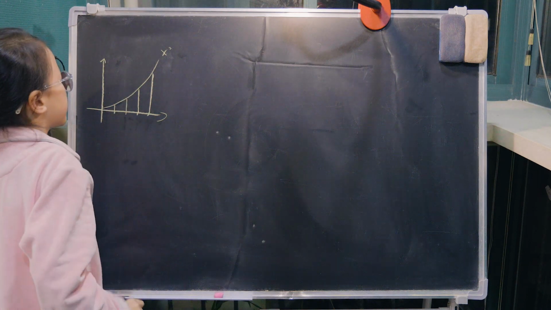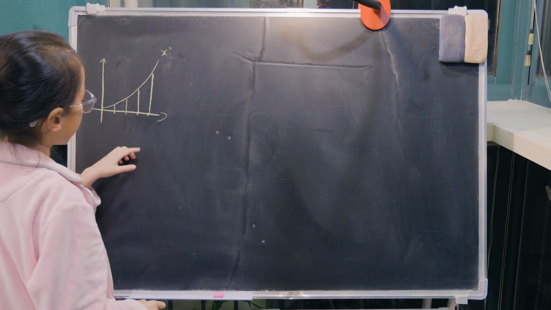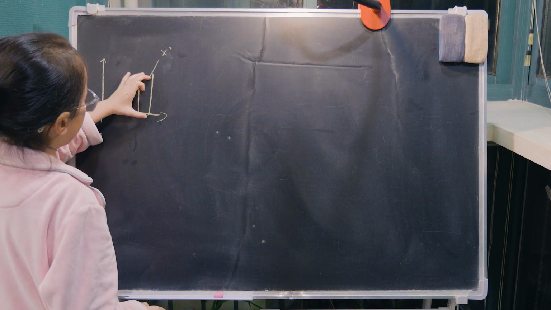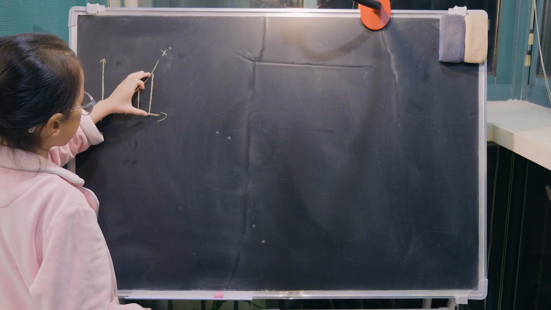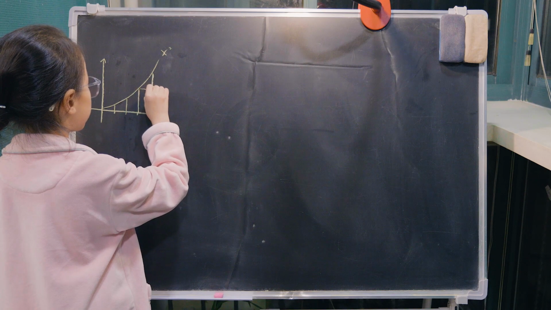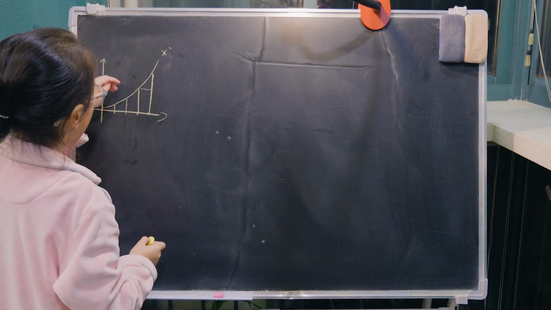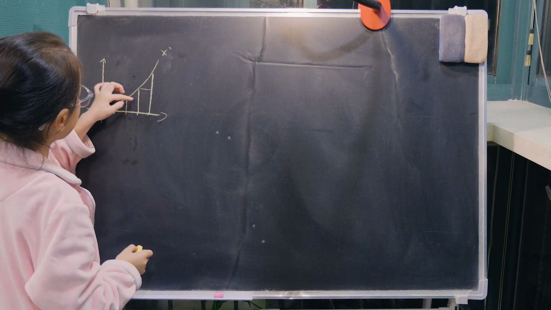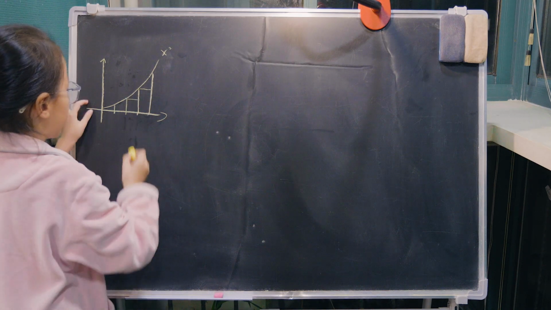Now, because we know the difference of differences, first we find the difference of the values. So we find the difference of this one and this one. So what's the difference? Draw a line here. This is the difference. And this one is this. So what's the difference? Draw here. So this is the difference.